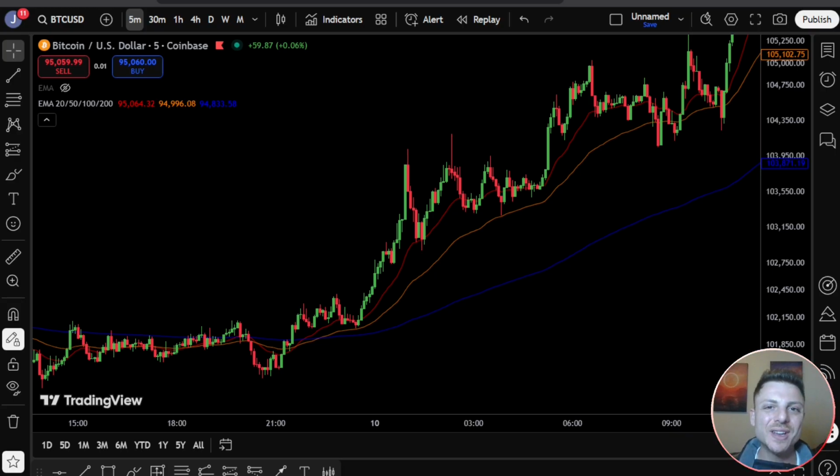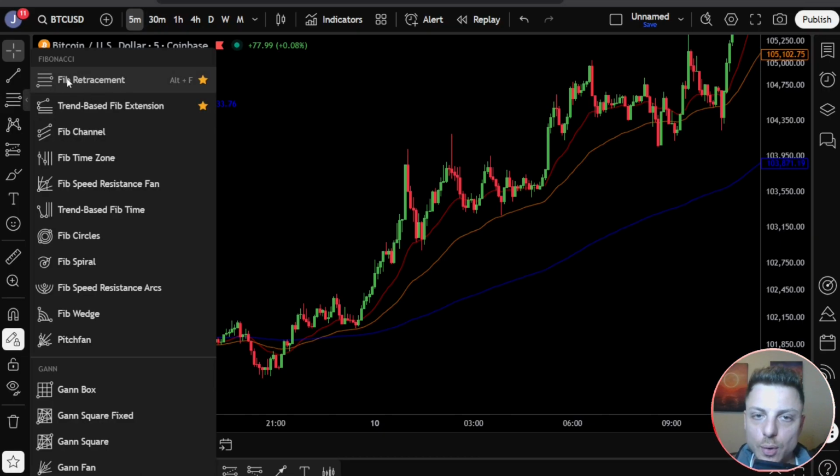Now let me show you the first trading strategy that I use to employ in these crypto markets. So first, we'll be using this tool known as the Fibonacci retracement.